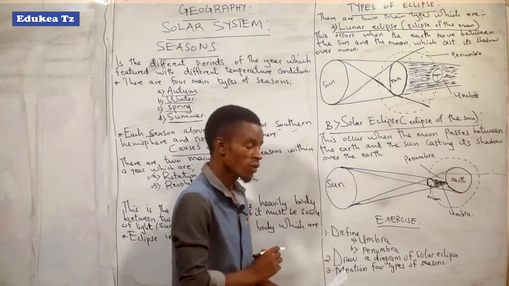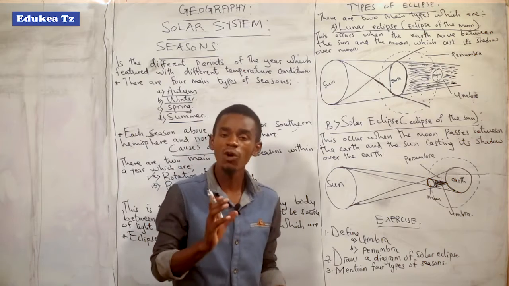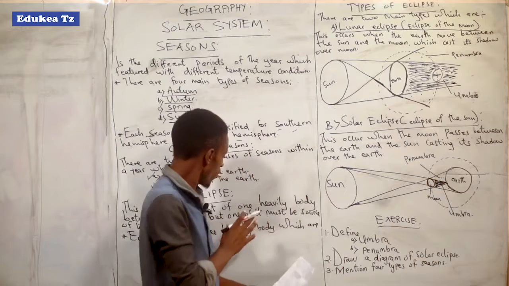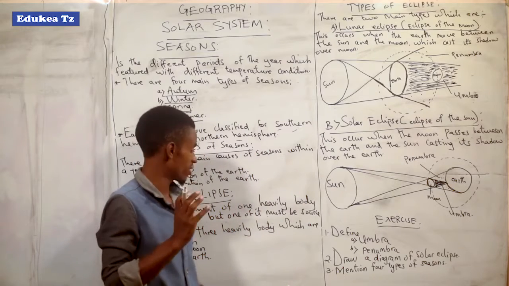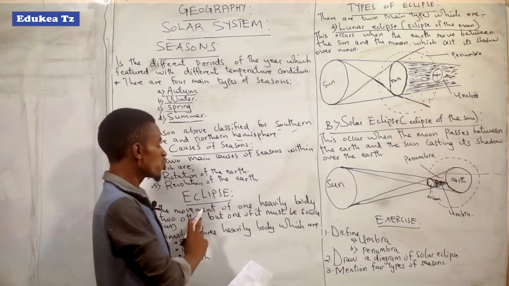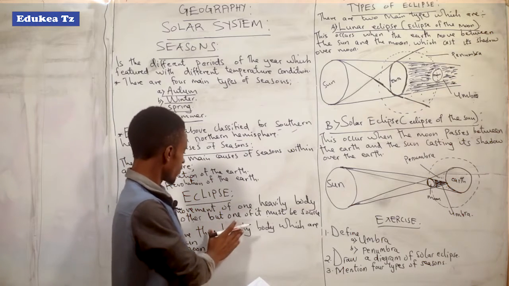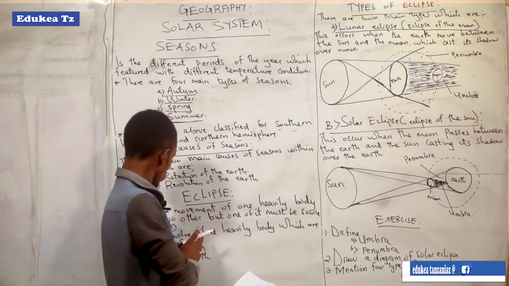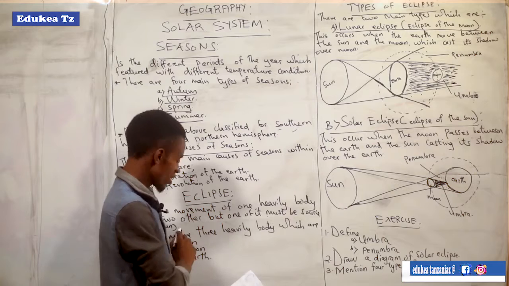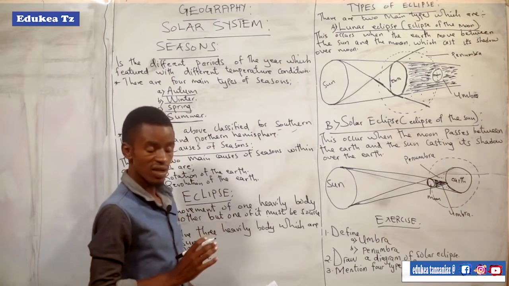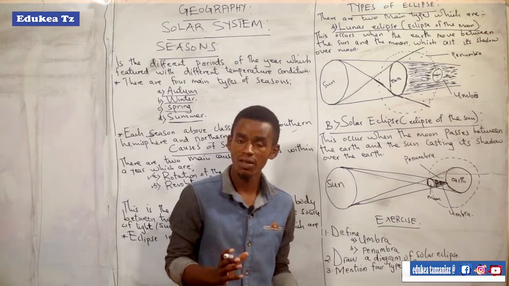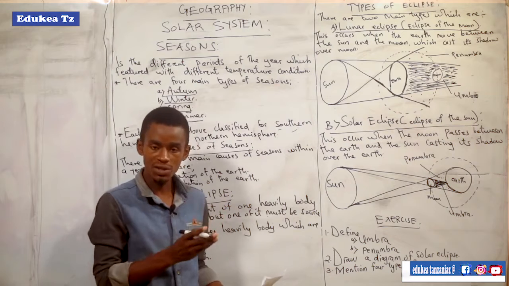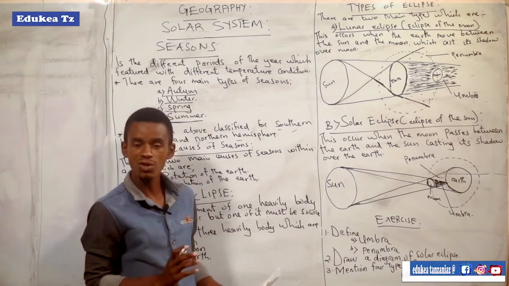When we talk about heavenly bodies, we talk about objects which are found in the atmosphere, or in the solar system. So the movement of those objects moving between two other objects, but one must be a source of light, that you can call an eclipse. The one which is the source of light is the sun. For example, there is the moon, there is the earth, there is the sun. So when the earth moves between the sun and the moon, that can cause an eclipse.